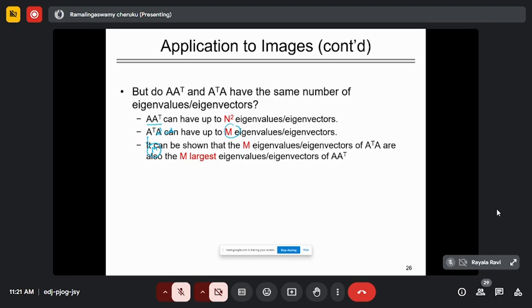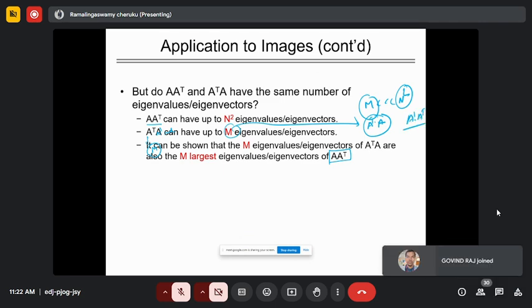So it can be shown that the m eigenvalues and eigenvectors of A transpose A are also the m largest eigenvalues and eigenvectors of A into A transpose. So what are the eigenvectors you will get? m is far less than n square. The eigenvectors obtained from A transpose A are the top eigenvectors, whereas from A into A transpose you get n square eigenvectors. So there is a repetition.